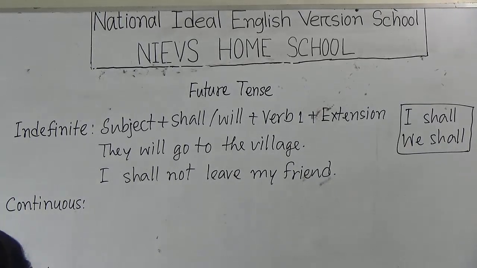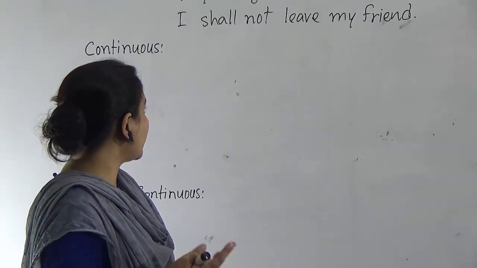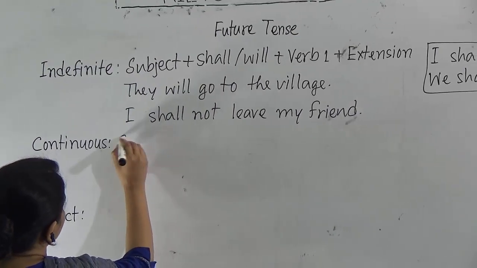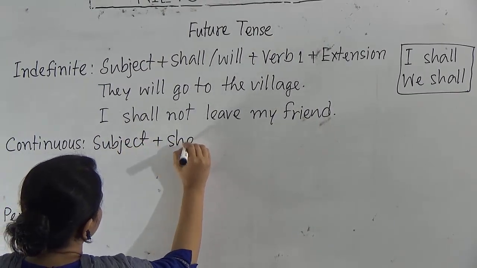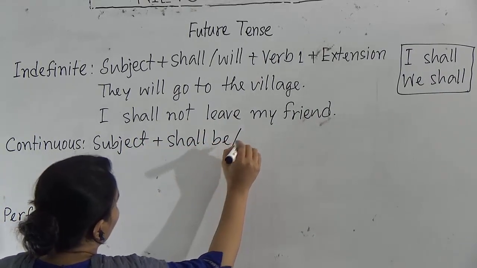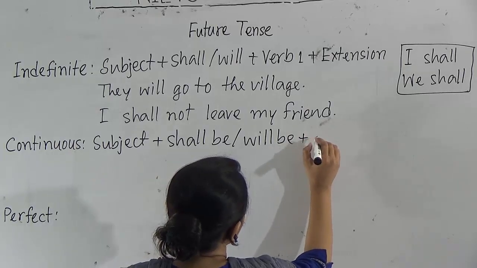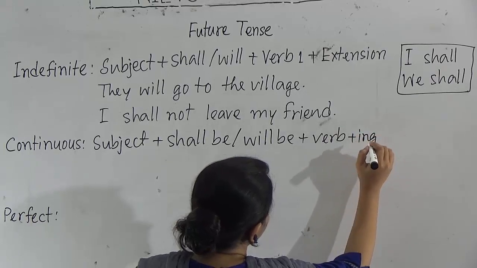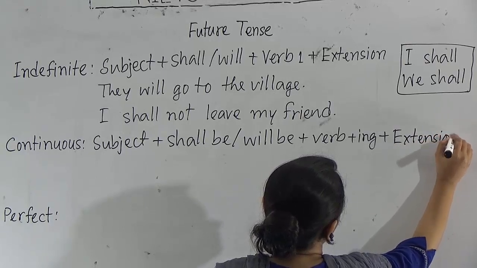So when do we use future continuous tense? We use future continuous tense to define an action that will occur at a certain point in the future. Okay, let's have the structure. Subject plus shall be or will be plus verb along with ing plus extension.